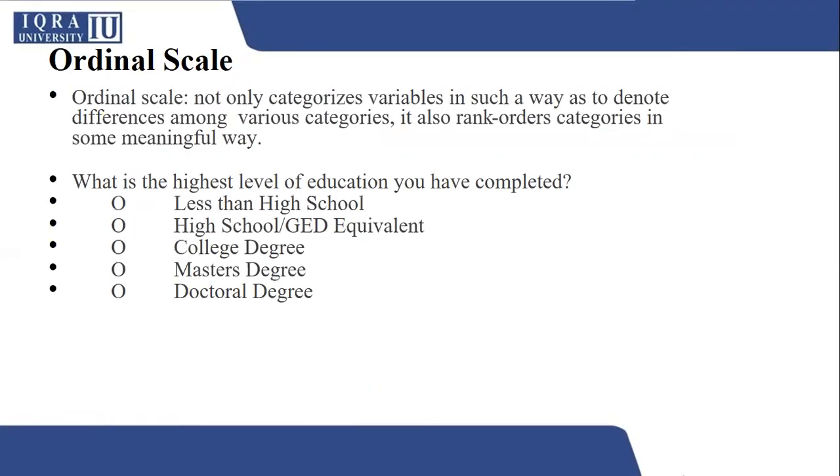Second is ordinal scale. Now, what is ordinal scale? Ordinal scale not only categorizes variables in such a way as to denote differences among various categories, it also rank orders the categories in some meaningful way. What is the highest level of education you have completed? Say, less than high school, college degree, master's, doctoral degree.